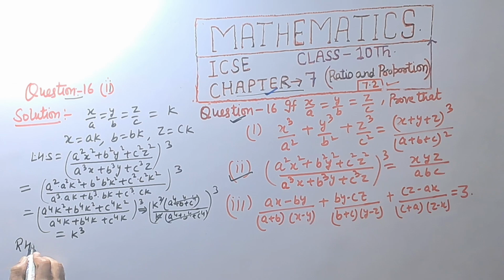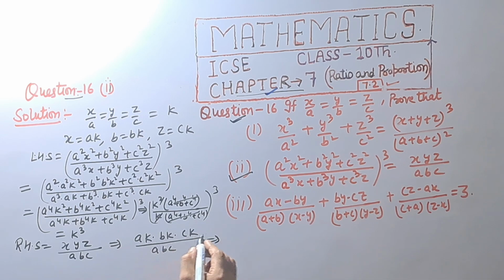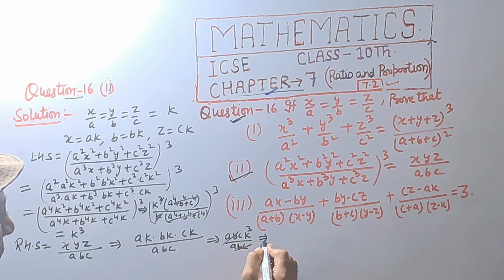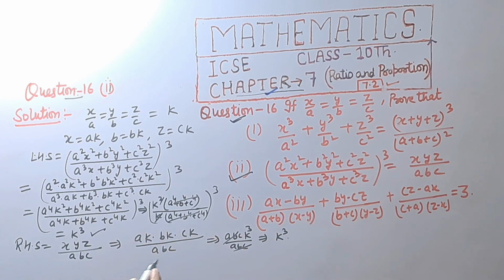and right hand side, that is xyz upon abc, which implies x is ak into y is bk into z is ck divided by abc, which implies abc k raised to power 3 upon abc. This is cancelled and we get k raised to power 3. So left hand side is equal to right hand side.